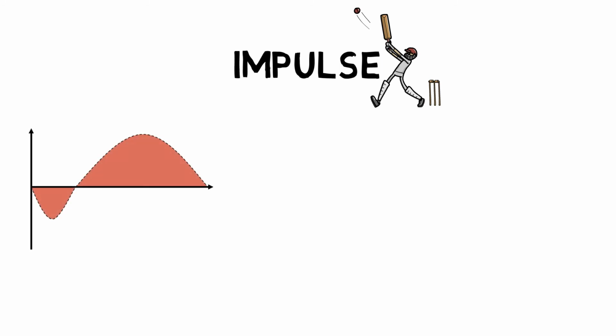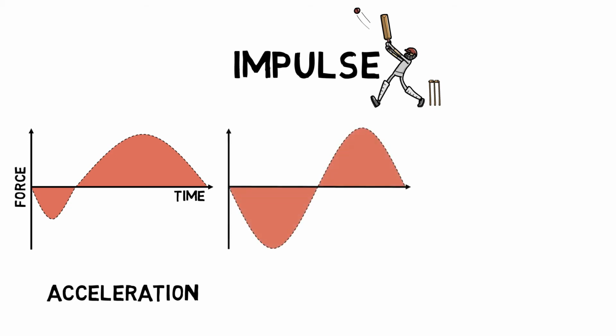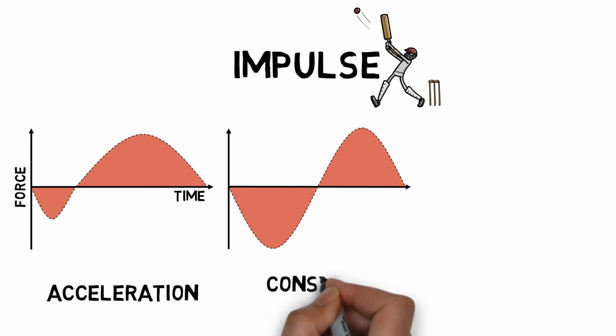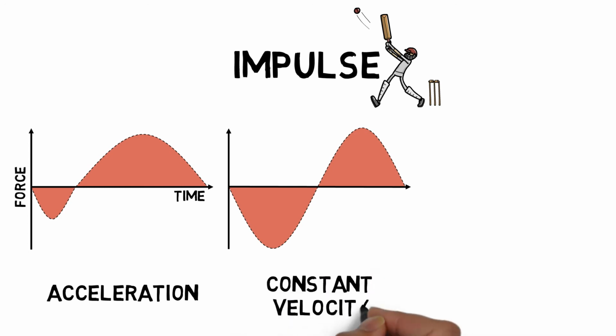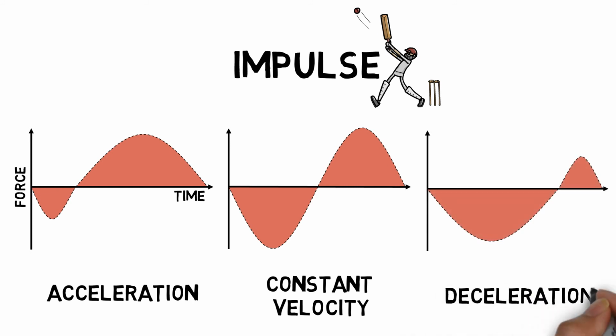Impulses are commonly shown in force time graphs. As a sprinter accelerates over the first 20 meters, there is a positive impulse. When the sprinter reaches constant velocity during the middle of the race, there is 0 impulse. And as the sprinter decelerates over the finish line, there is a negative impulse.